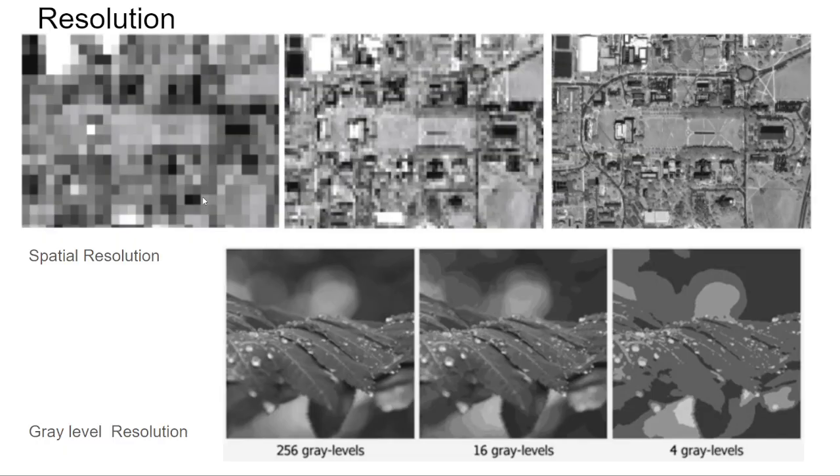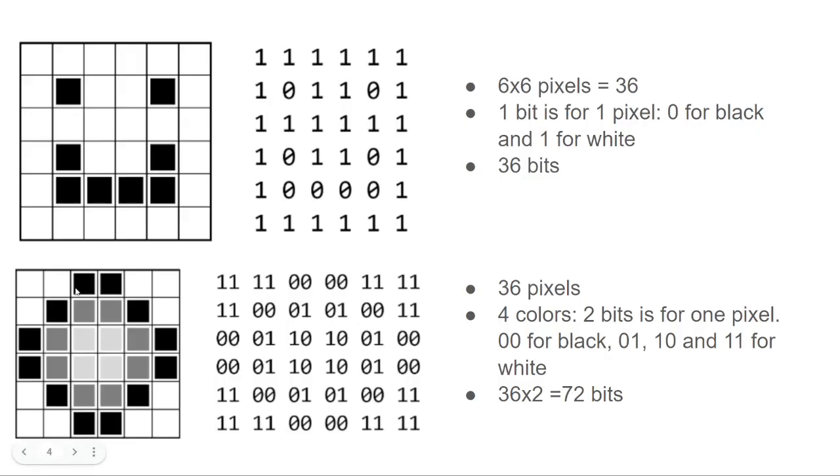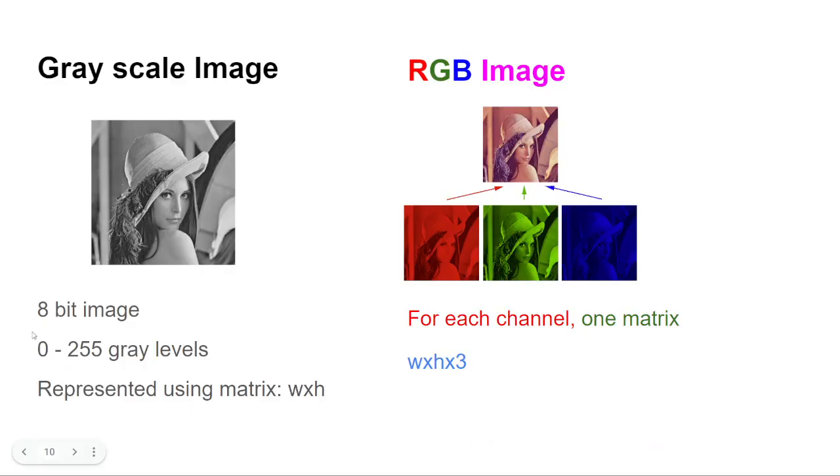Because as in the previous case, if we have only 2 bits to represent one pixel, we may have 2 raised to 2, that is 4 gray colors in the image. Like that, if we are using an 8-bit image, we will have 2 raised to 8, 256 colors in the image. These are gray colors, so the colors will be represented using 0 to 255. Then this image will be saved as a matrix with size W by H. W is the width of the image and H is the height of the image.